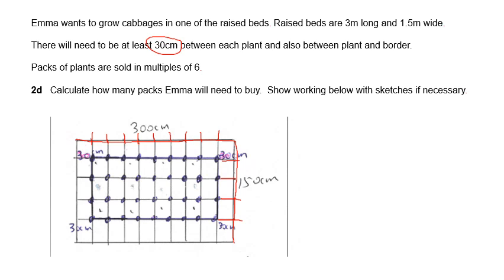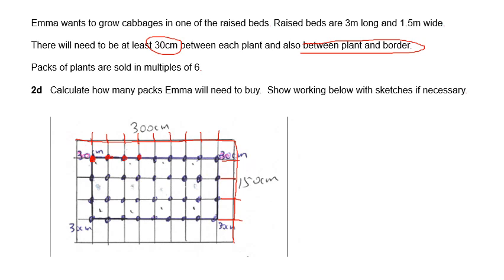Alright, and the key thing here was, if you think of this like a grid, the first cabbage, that is where the first cabbage could be planted, because it's 30 centimeters away from everything. Okay, because there has to be a 30 centimeter gap between the plant and the border. Alright, and then from there, essentially just fill in all your plants.